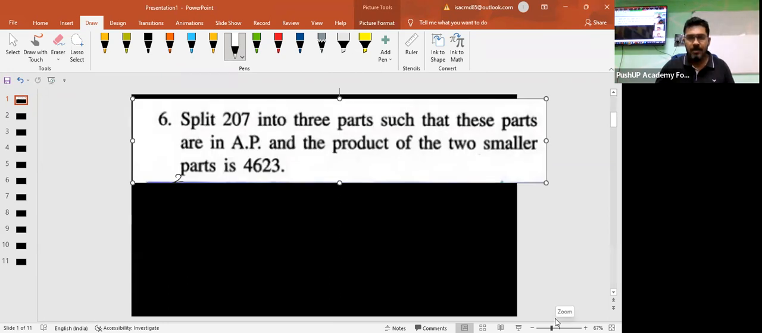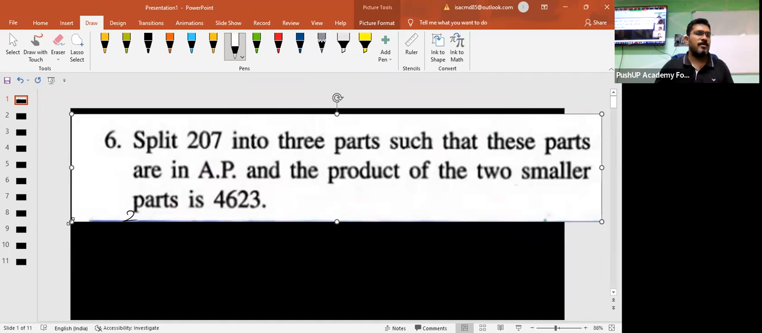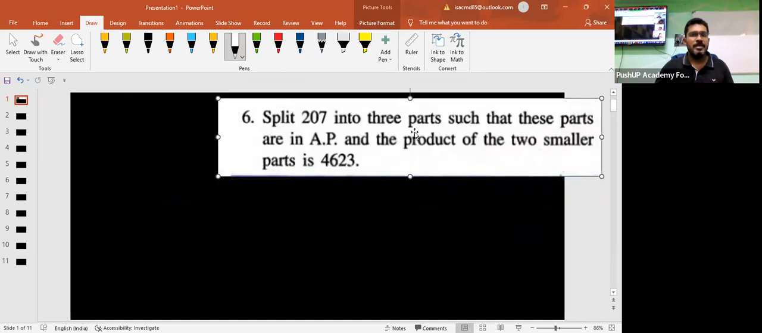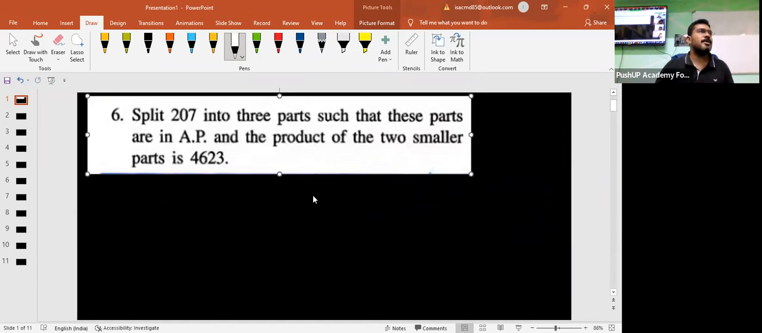No. The common difference? No. So you must have got an idea. If both of them are missing, then the only way out is the new pattern of AP, that is A minus D, A, A plus D. Make sense? Okay. So let's start.